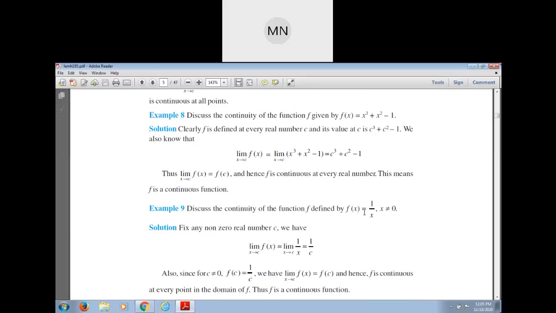Here the condition is that suppose the function is defined as f of x divided by g of x. If g of x does not equal 0, then we can say that the function is continuous. Here the function is defined as 1 by x, and we are given that x does not equal 0. This is the necessary condition, so we can say that f of x is continuous.